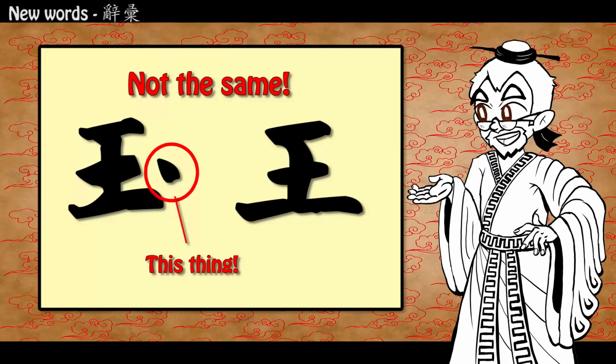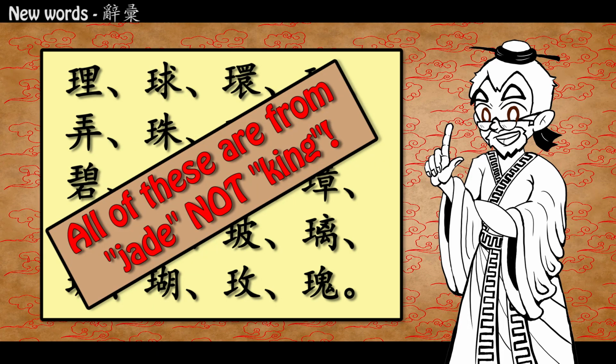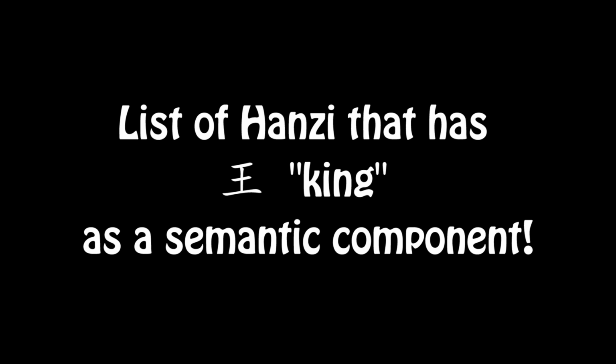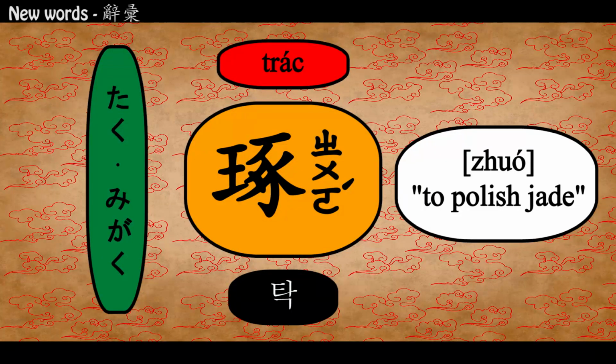Nerd note! The speck in the bottom right corner was tacked on later to make yu more sundered from Wang, king. On that note, when yu is used as a radical, it keeps its earlier shape, wherefore the jadestone radical is often wrongfully nicknamed Wang Zipang, or the king radical. Emotional damage.